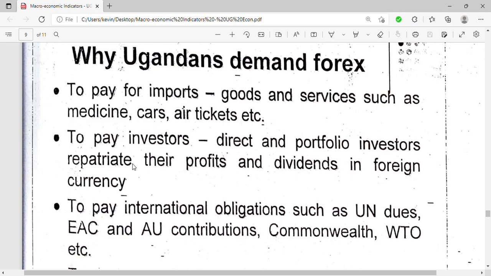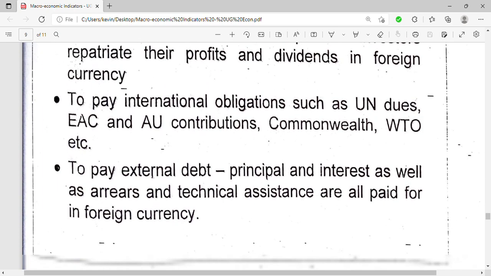Another one is to pay investors. Investors also want to be paid in their currency. Direct and portfolio investors repatriate their profits and dividends in foreign currency. Then another one is to pay international obligations such as UN dues, EAC, AU, African Union contributions, Commonwealth, World Trade Organization, etc. If you are to pay international obligations like paying UN, you cannot pay them in Ugandan shillings. You have to pay them in their respective currencies. So it's one of the reasons why Uganda as a country demands for Forex.